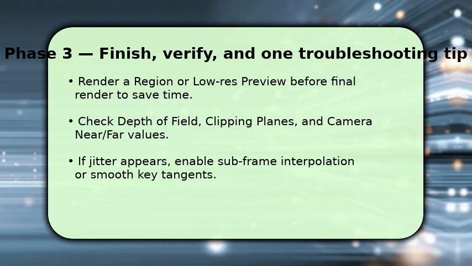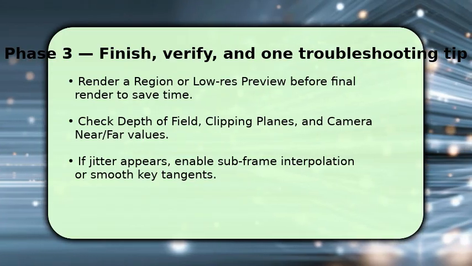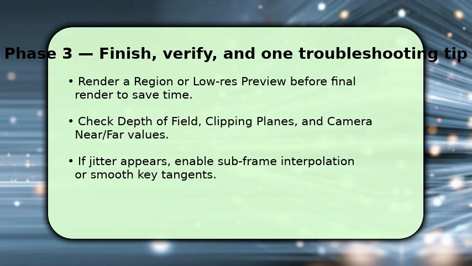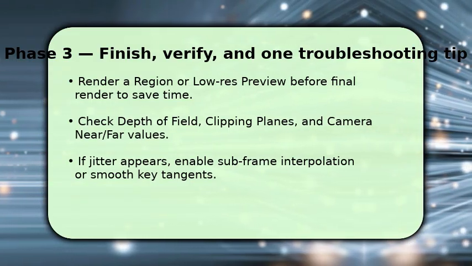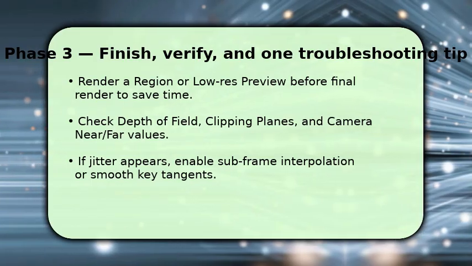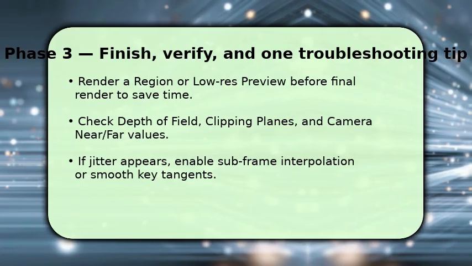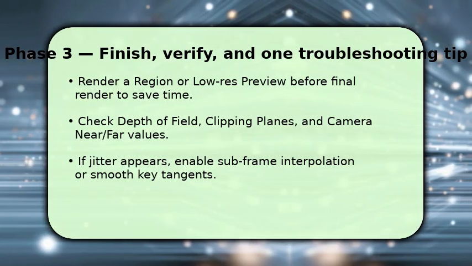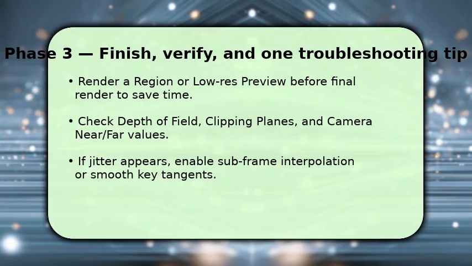Then set render camera to your camera object, confirm clipping planes and near/far values so geometry isn't cut off, and finalize depth of field settings, because small aperture changes can ruin a shot. If you encounter jittery motion, make sure keyframes use smooth tangents or enable subframe interpolation. And if the camera seems off, reset transforms and reapply constraints to clear hidden offset issues.